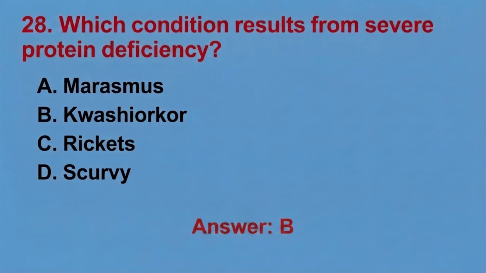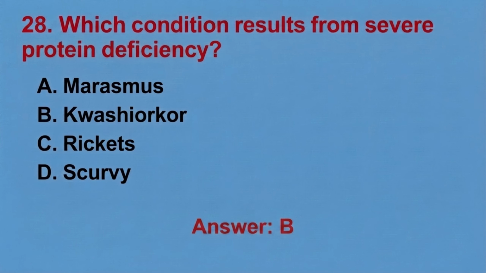Here is an exam tip. Remember, Kwashiorkor is equal to protein deficiency plus edema. Marasmus is equal to total calorie deficiency plus severe wasting.